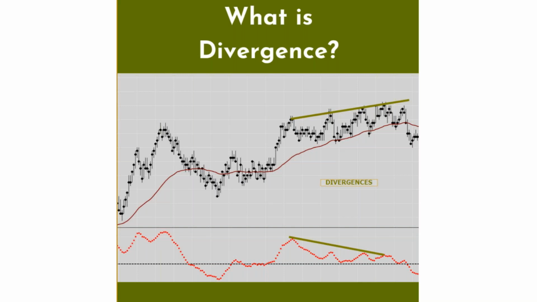I personally use the MACDs and price action. So as you can see on top, the price action is going up while my MACDs are starting to show that it's going down. What is that showing me? It's showing me that the market is losing its strength. And we go back to, what did I say before? You do not want to be in a market that's losing its strength.